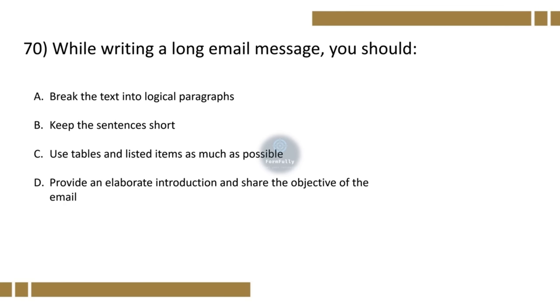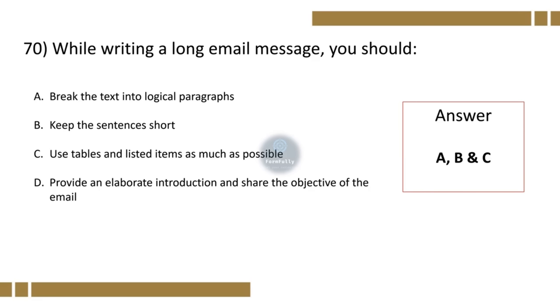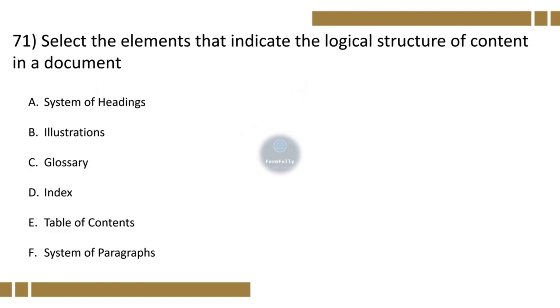The correct options are A, B, and C. Question 71. Select the elements that indicate the logical structure of content in a document. Option A. System of headings. B. Illustrations. C. Glossary. D. Index. E. Table of contents. F. System of paragraphs. And the correct options are A, E, and F.